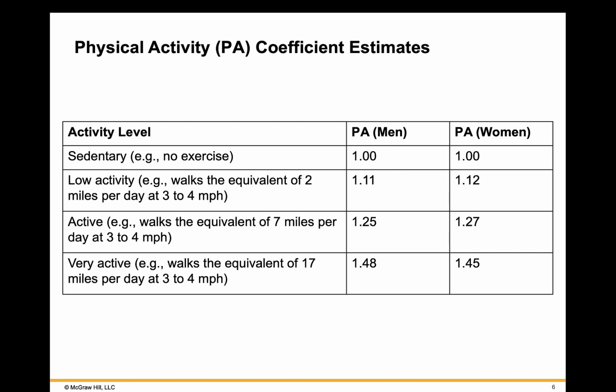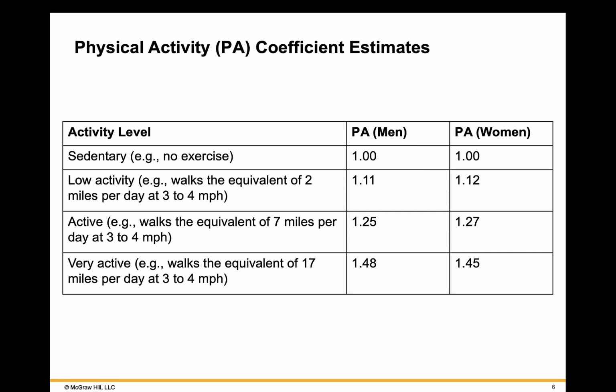If we look at low activity, this is someone walking the equivalent of 2 miles per day at a speed of 3 to 4 miles per hour. For men, the coefficient would be 1.11, women 1.12. Active, these are walking the equivalent of 7 miles per day at 3 to 4 miles per hour. And please note the coefficient here once again, 1.25 and 1.27.